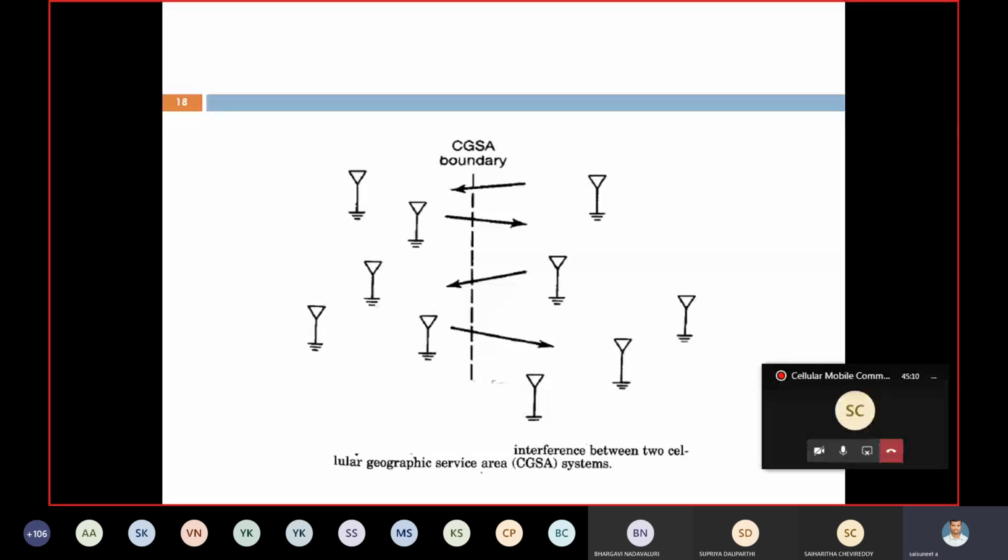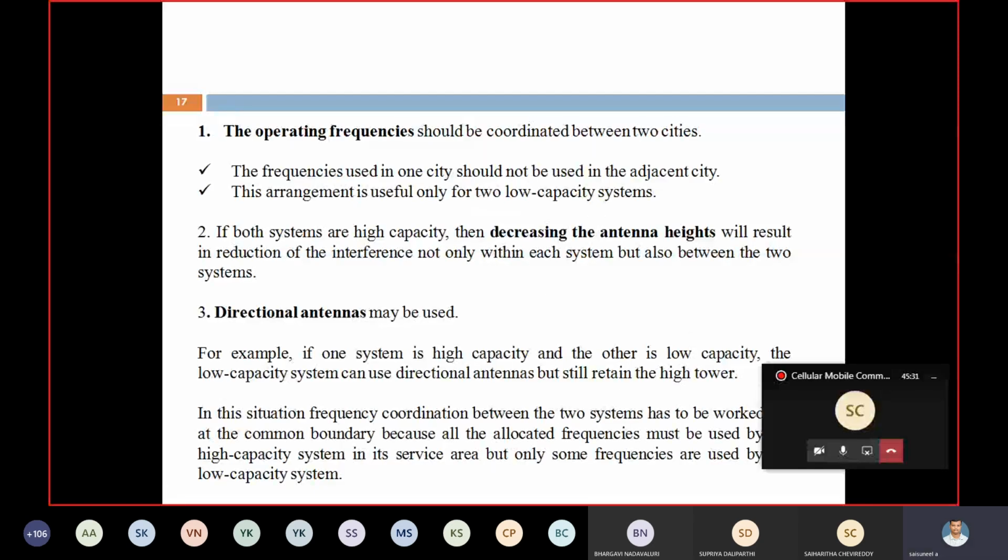Here, how can calls be made between these twin cities? First we have to consider the operational frequencies: what is meant by operating frequencies and how they are allocated. The frequencies used in one city should not be used in the adjacent city. That is the first precaution we have to take. If frequency F1 is used in Hyderabad, then automatically in Secunderabad we use frequency F2.